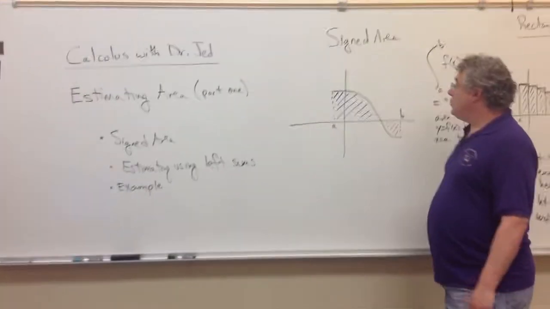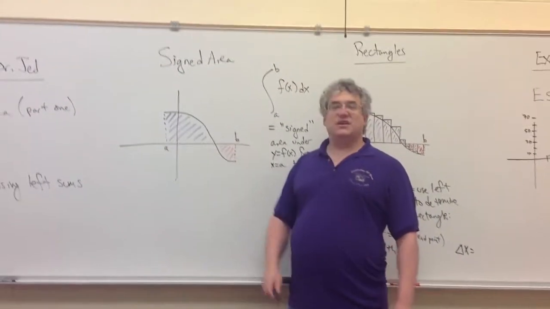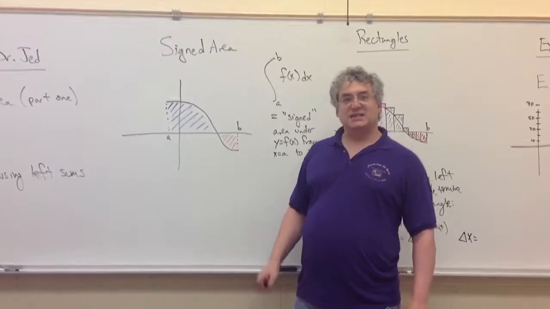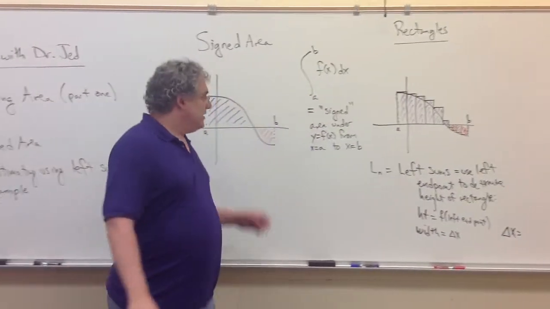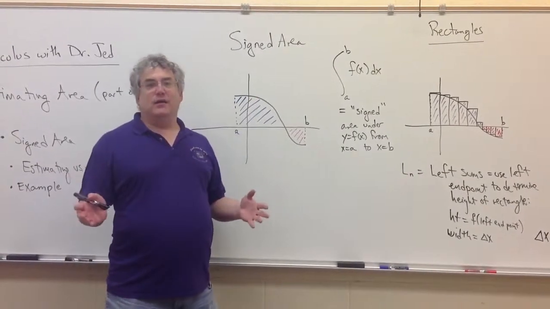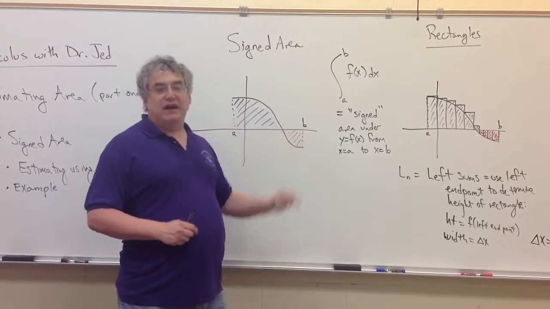So, what do I mean by signed area? Well, we'll count the stuff above a graph as positive area and the stuff below the x-axis as negative area. I know area is positive no matter what. Whether it's up here or down there, it's area. But sometimes it's useful to talk about pluses and minuses.